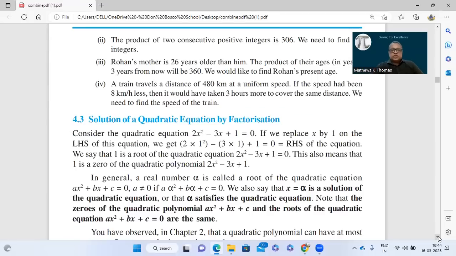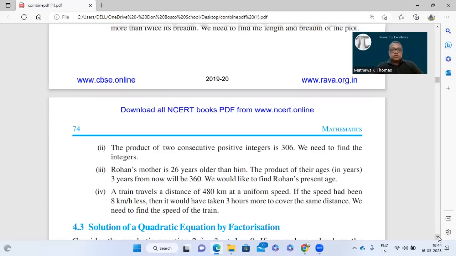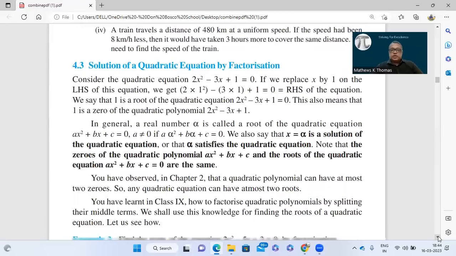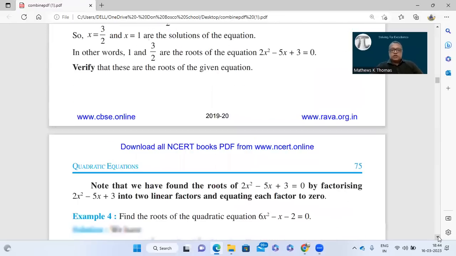So the first exercise is quite easy. Do this fourth question number 2, fourth part. This is important. Speed, distance, time. Very, very important. We can definitely expect a question on speed, distance, time, whether it is quadratic or linear.